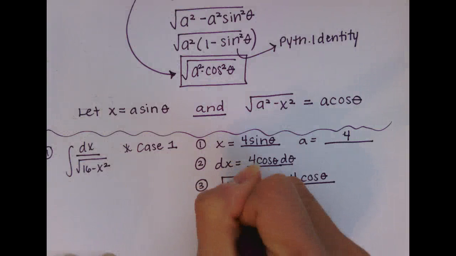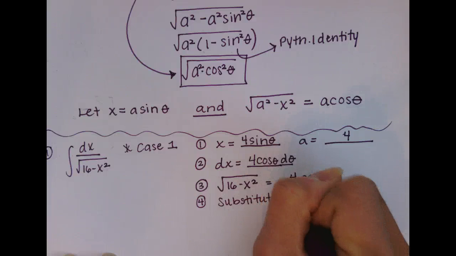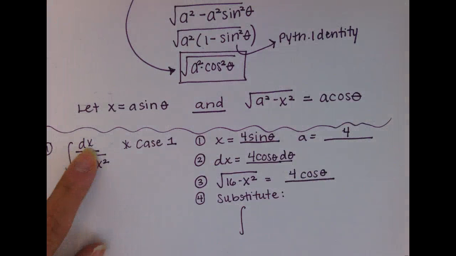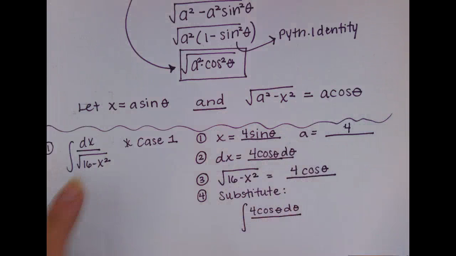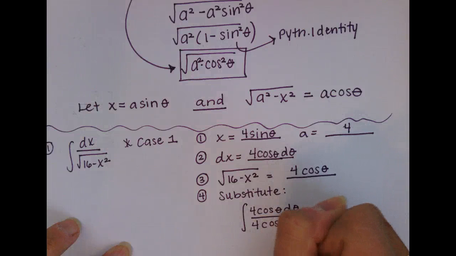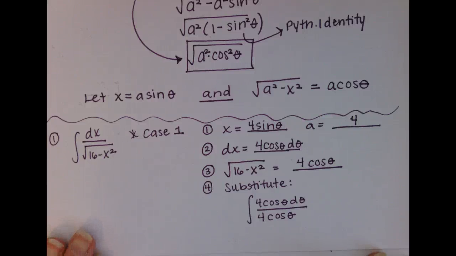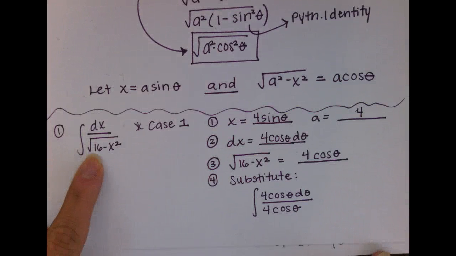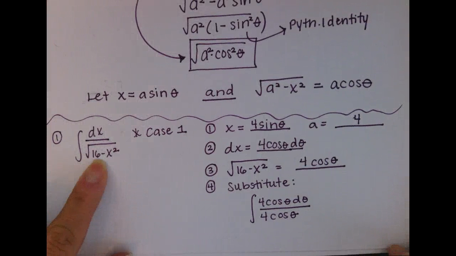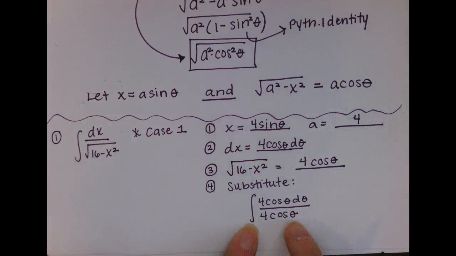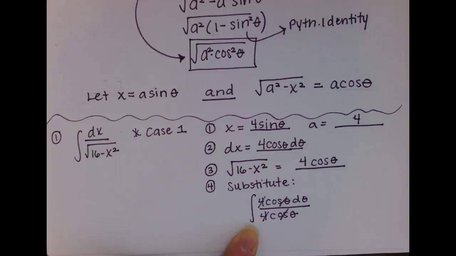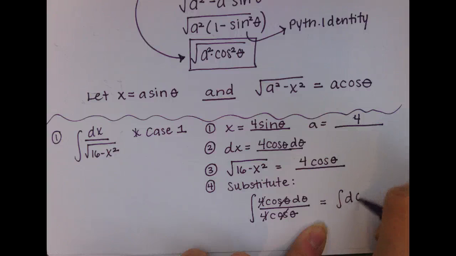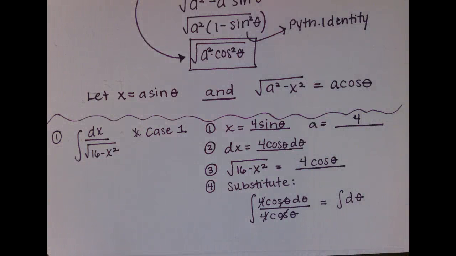Alright, so let's go ahead and substitute. Instead of dx, I'm going to have 4 cosine theta d theta. And instead of the square root of 16 minus x squared, I'm going to use 4 cosine theta. And so you can see at this point why this process is useful. Why would we even do it? Rather than integrating something that looks like a complicated rational expression, we're integrating this expression in terms of cosines, and you'll see lots of cancellation happening in this process. Basically, for all examples, you'll see this nice canceling happening. So really, what we're integrating is d theta.